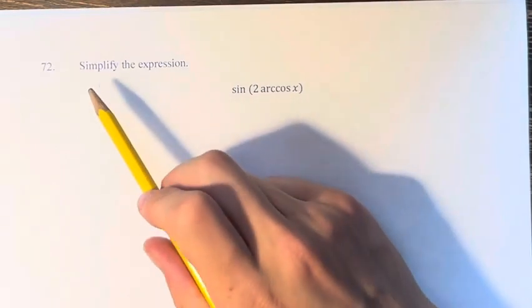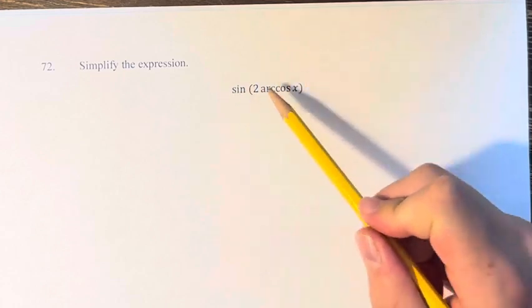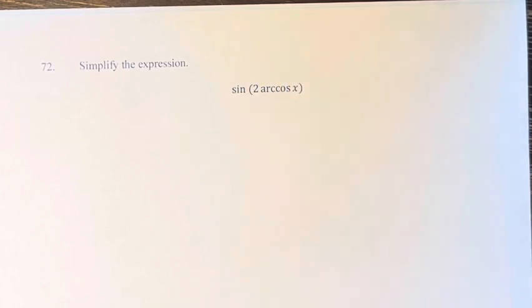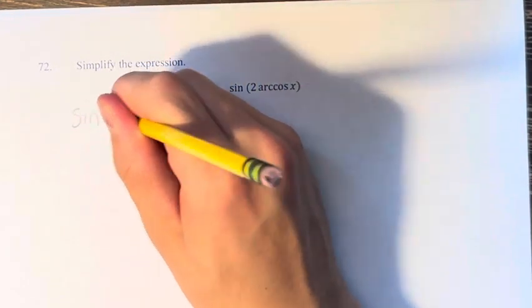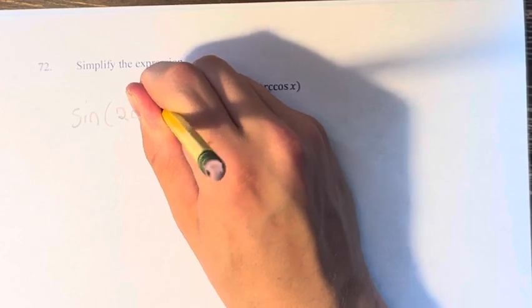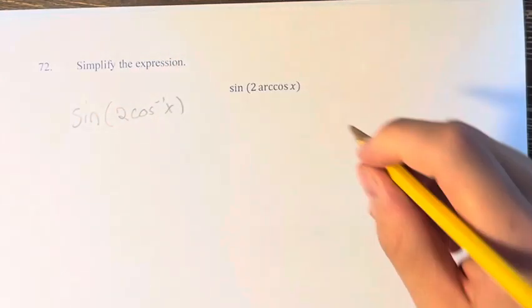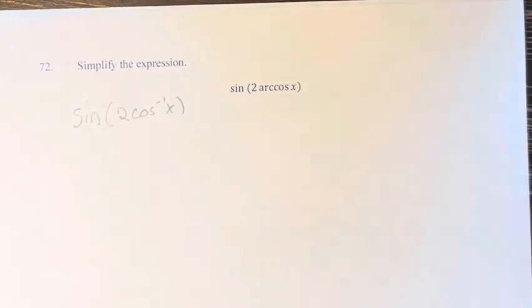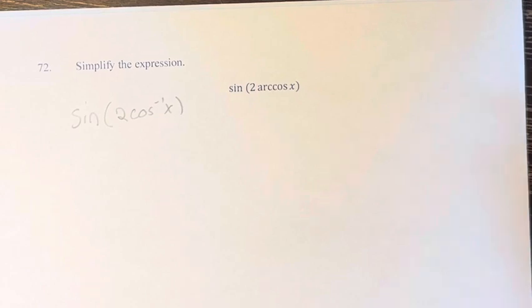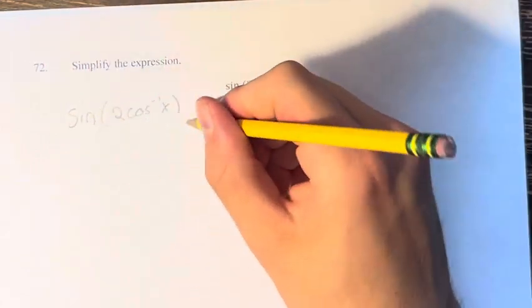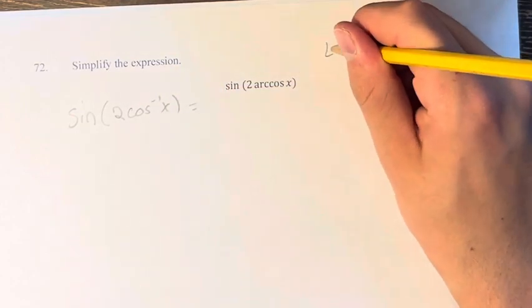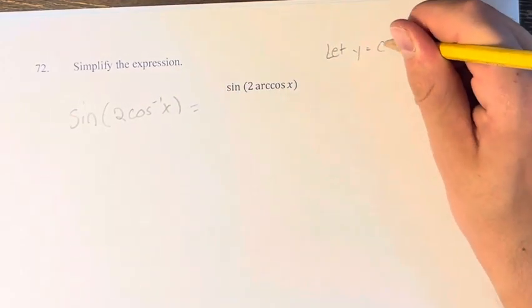In this problem, we're asked to simplify the expression sine of 2 arc cosine of x. So I'm going to write this as the inverse cosine function because I think that'll be a little bit clearer. I'll rewrite it again as arc cos at the end just because that's what the problem wants. But we have sine times 2 times the inverse of cosine of x. And we're going to say, let's let y equal the inverse cosine.